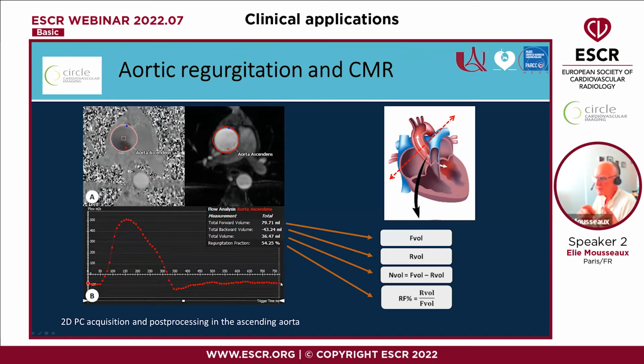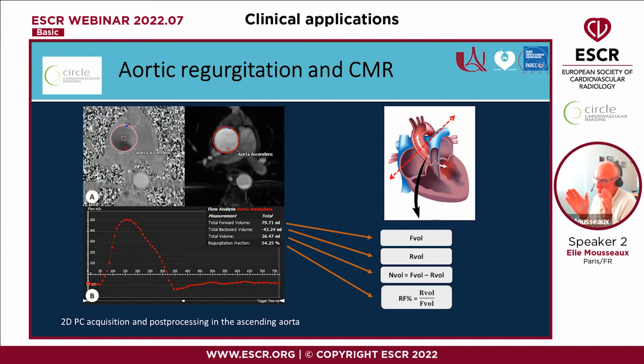Of course, by using software from Circle, for instance, you need to do what we call a zero correction, to take into account the stationarity issue, to be sure that there is no offset. Otherwise, you can have an overestimation or underestimation of the regurgitation. So you have to take care about that.